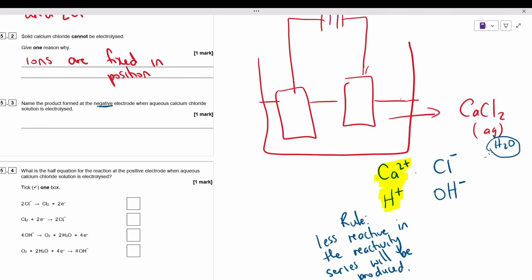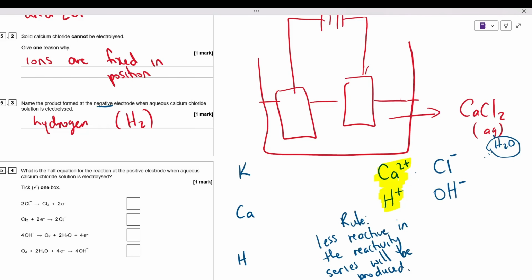That's a simplified rule. So it means that if I'm looking at my reactivity series, I know potassium is at the top, calcium is somewhere here, hydrogen is somewhere down here. I can see that hydrogen is less reactive. So it means that the product at my negative electrode is going to be hydrogen. It's going to be hydrogen that is produced there. So you can write the word, and if you write H2, that's absolutely fine as well. Okay, so that's the rule at the negative electrode.